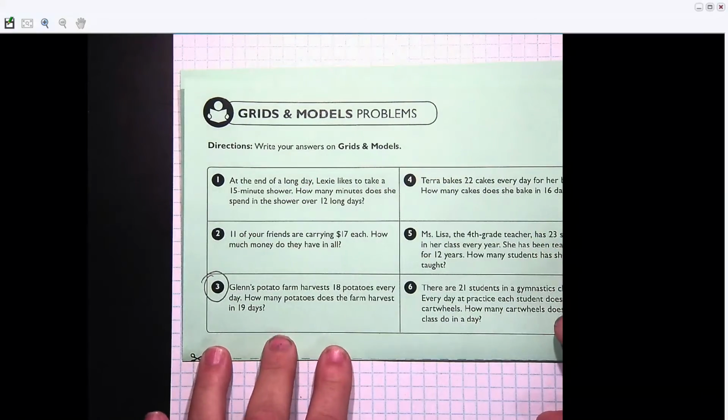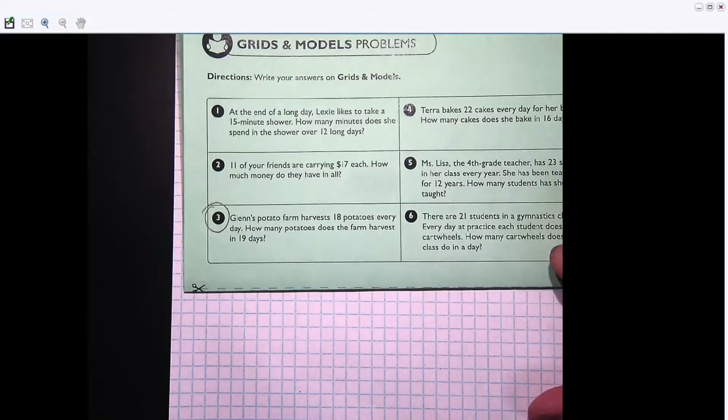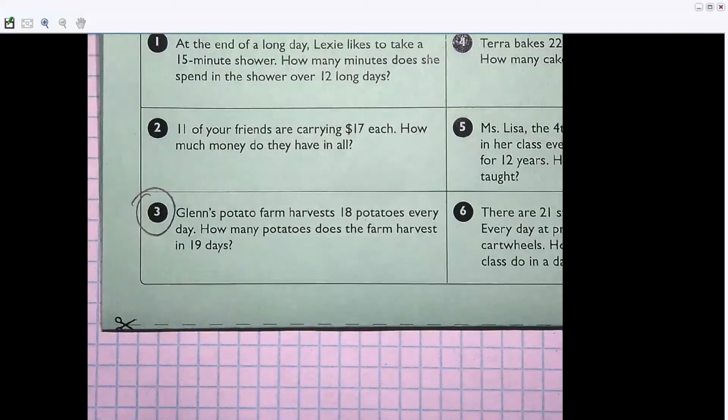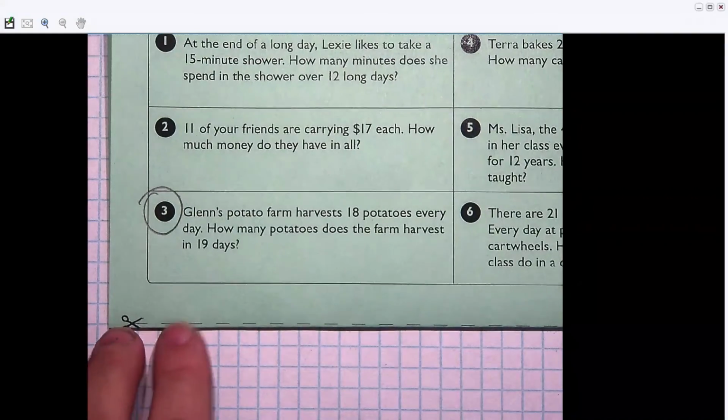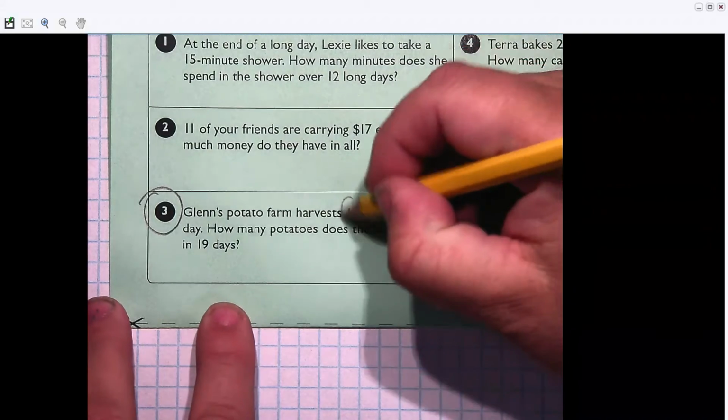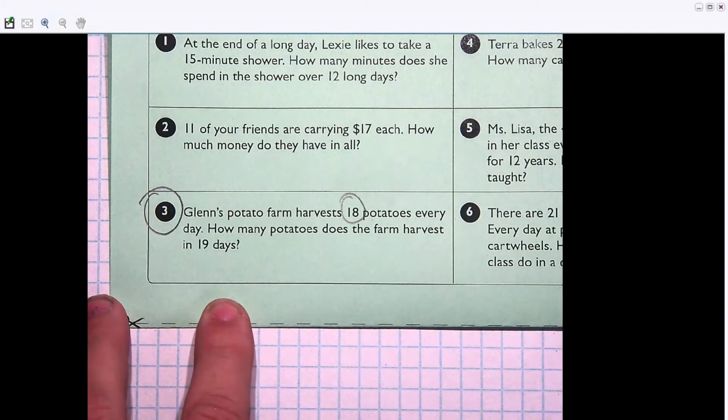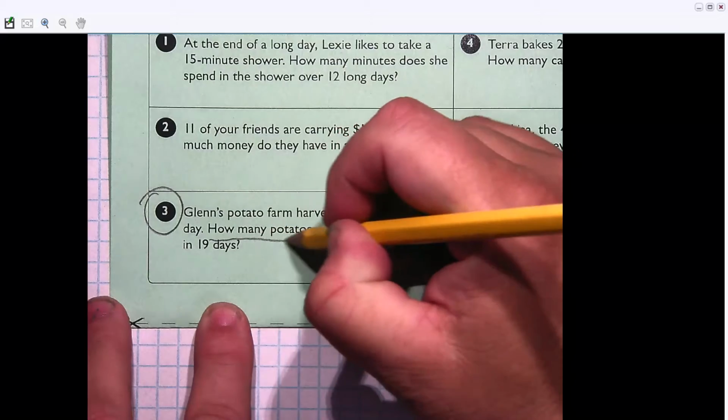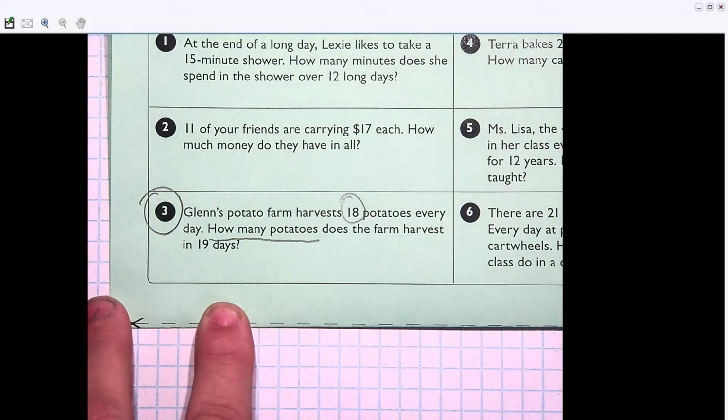When I read number three, it says, Glenn's Potato Farm harvests 18 potatoes every day. How many potatoes does the farm harvest in 19 days?